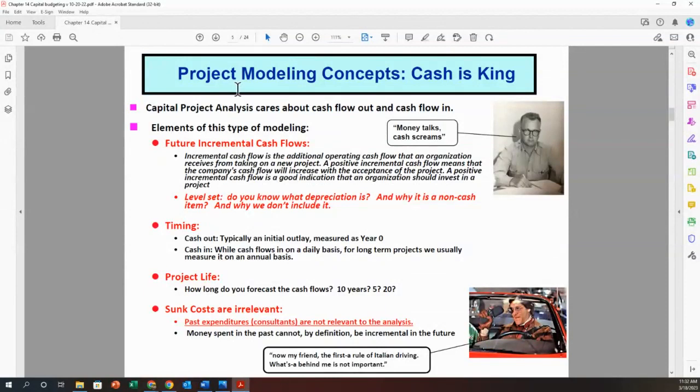Probably the most important thing when you're talking about capital budgeting and project modeling is cash is king. Capital project analysis cares about cash flow out and cash flow in. It's very important to understand this concept.